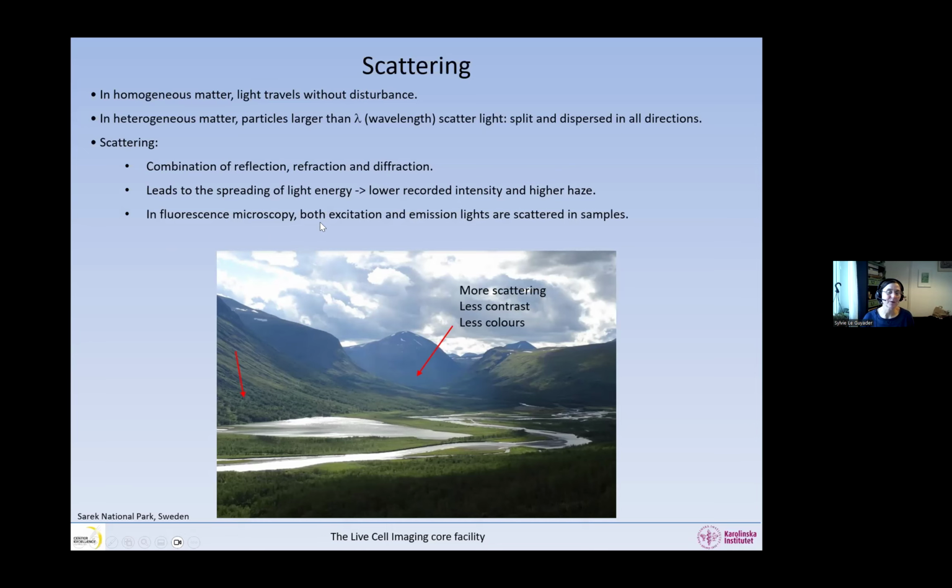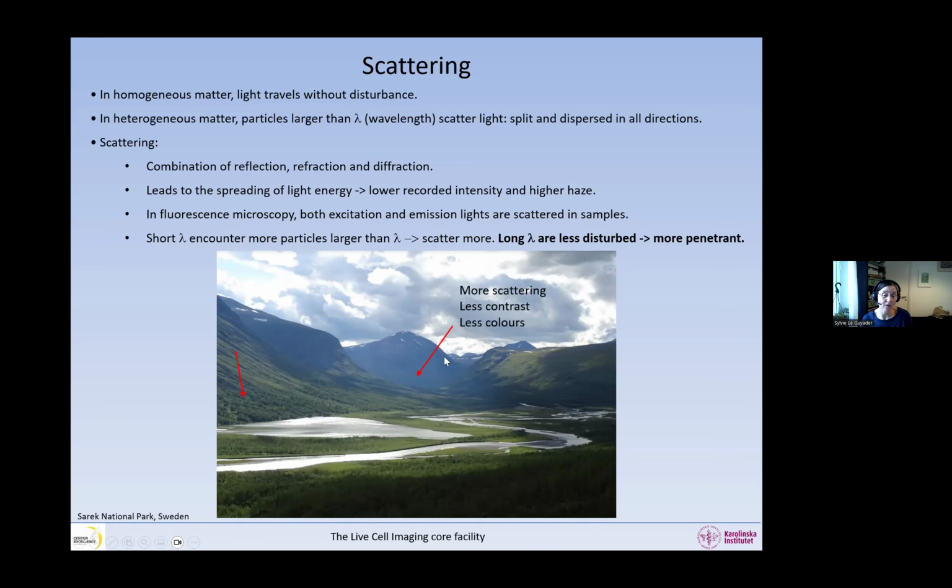So fluorescence microscopy is exactly the same thing, but one has to realize that both the excitation and emission light are scattered in the sample. So we have double trouble. The shorter wavelengths encounter more particles than the larger wavelengths.